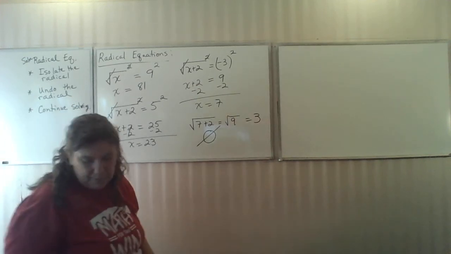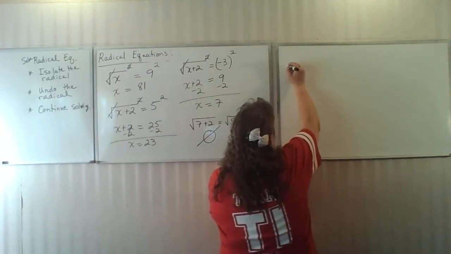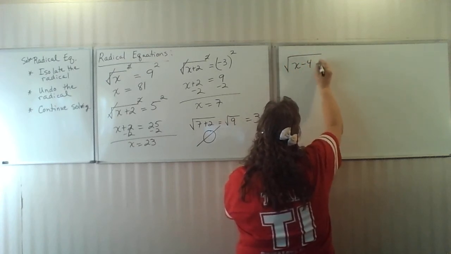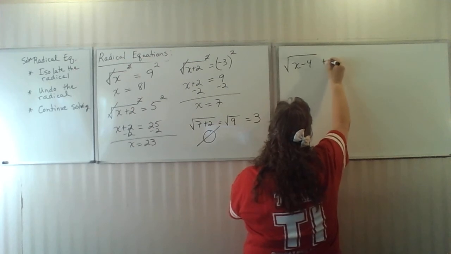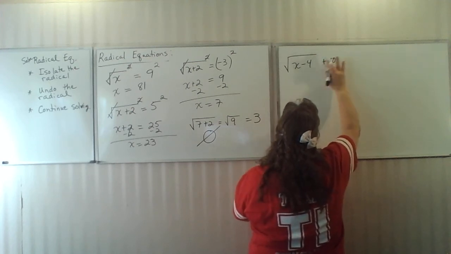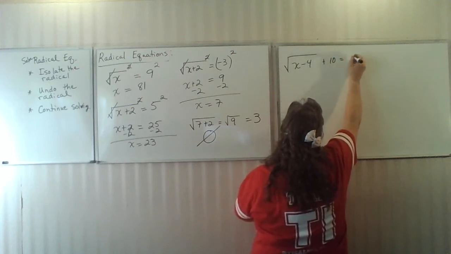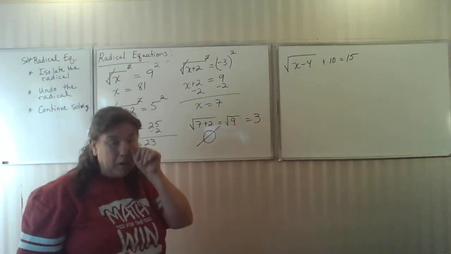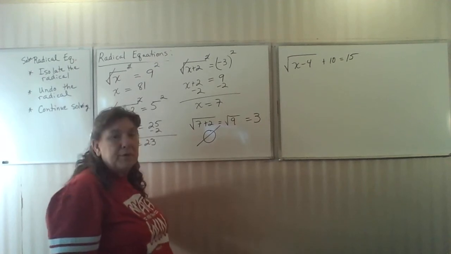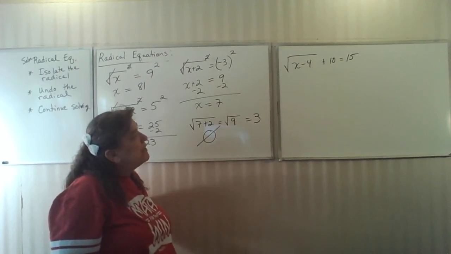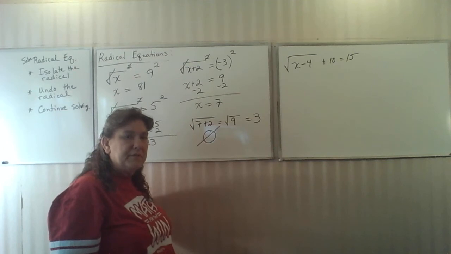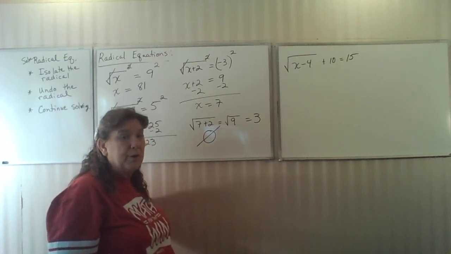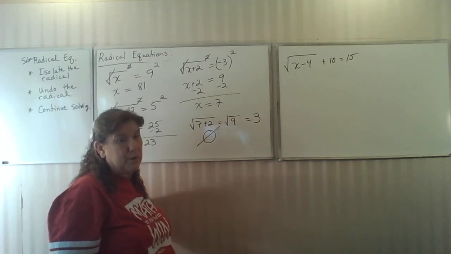Now let's look at another one. I have square root of x minus 4 plus 10 is equal to 15. Notice my 10 is not under the square root. It is outside the square root.